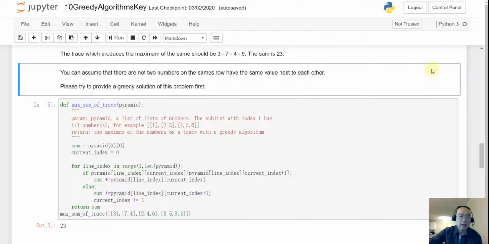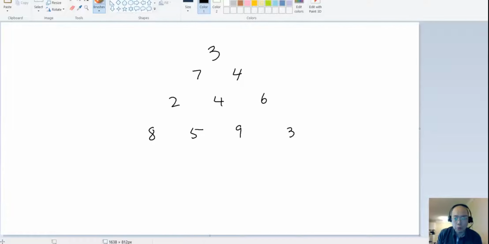Okay, let's continue. Just now we have already discussed this greedy solution, where we want to trace down a number pyramid and maximize the sum of all the values we have visited, right? So if we want to do a greedy solution, we start from the 3 and then we check those two values.